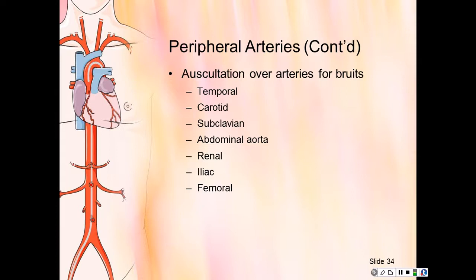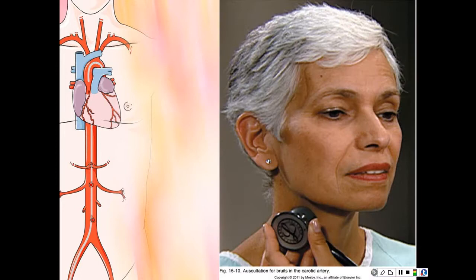Arterial arteries, you're going to auscultate over arteries for bruits: temporal, carotid, subclavian, the renal arteries. And you have a good picture of that in your book, so you can discover where they're at. So here we're listening over the carotid artery with the bell for bruits. A bruit will be a muffled sound, instead of what you'd normally hear, which is a crisper sound where you hear the blood go through, but it's a real muffled, prolonged sound.